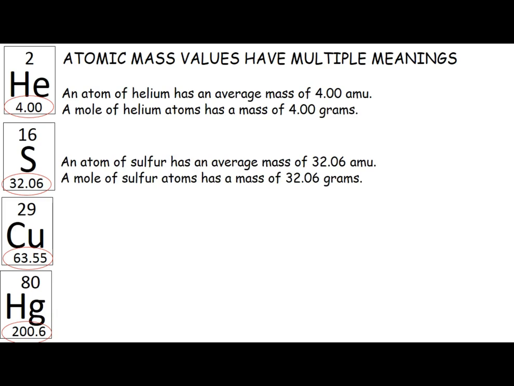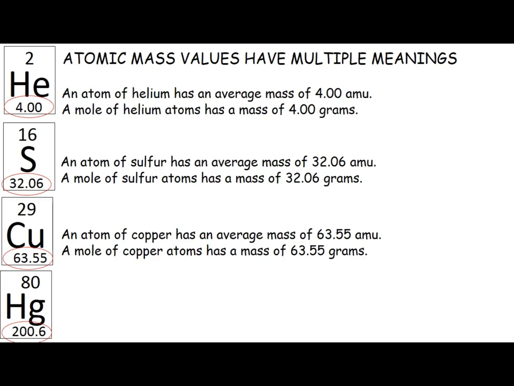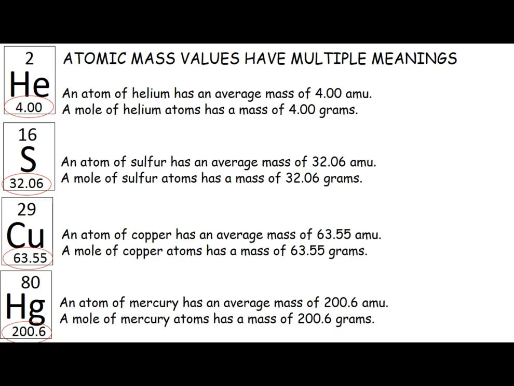The same can be said for sulfur. An atom of sulfur has an average mass of 32.06 AMU, but a mole of sulfur has a mass of 32.06 grams. And that's true. You can make the same comparison for copper and mercury. So the average mass of the atoms is in atomic mass units that go along with the number on the table. But if you have a mole of that element, then that number represents the number of grams for 1 mole.